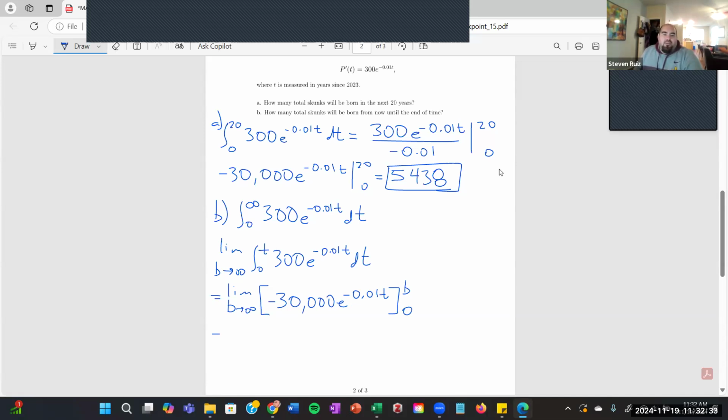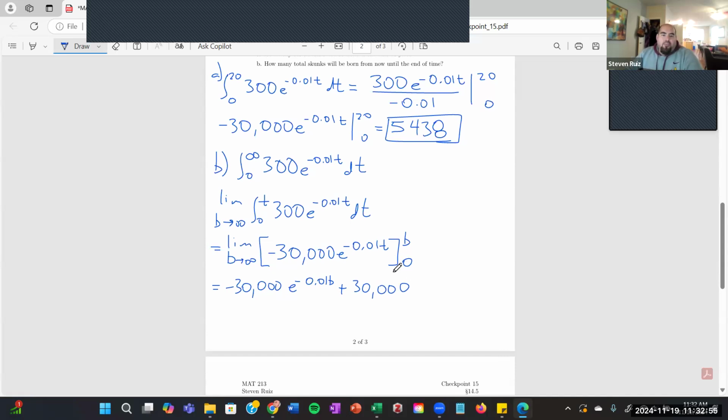Okay, so what does this come out to be? Negative 30,000 e to the negative 0.01b minus negative 30,000. That's it. Okay, so what happens here? Oh, I left off something super important. I'm going to squeeze it in here. The limit as b goes to infinity.